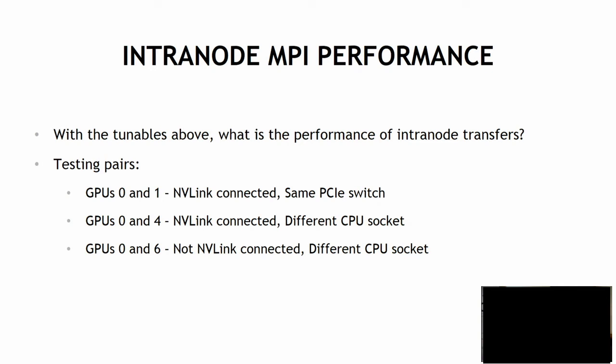GPU 0 and 4 are still connected by NVLink, but they're on a different CPU socket. So when you can't use NVLink for some reason, then you're going to have the problem going across the QPI.